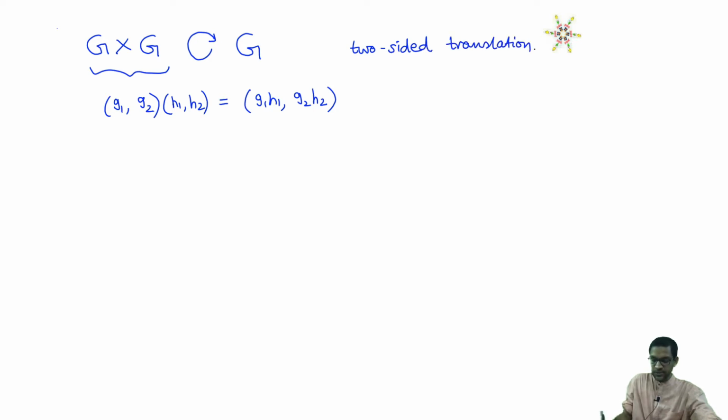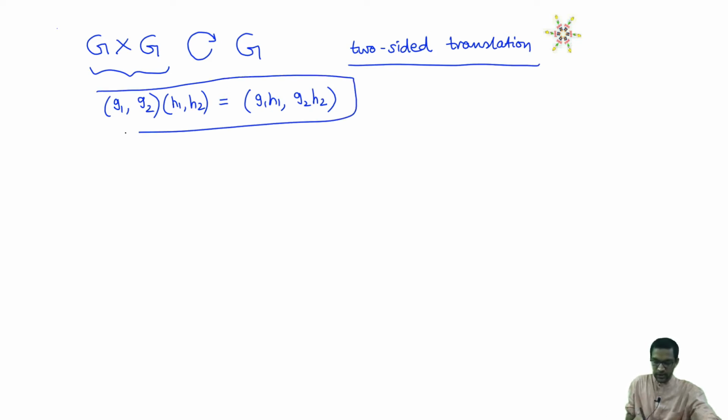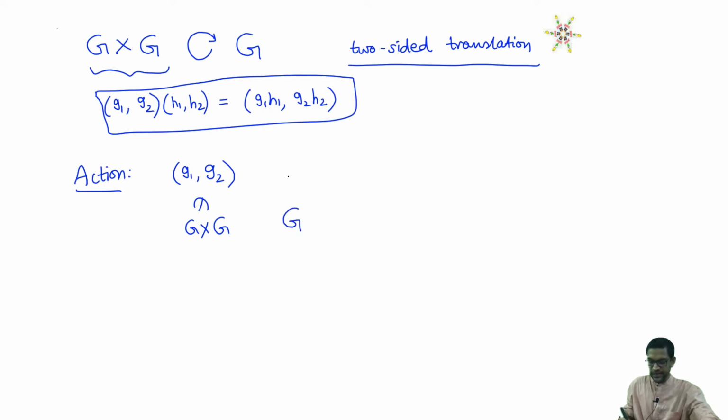So what is this double-sided or two-sided translation? The action is the following. This is just recalling what the multiplication operation on the cross product is. So here's the definition of the action. How do I make G cross G act on G? I take a pair g1 comma g2 in G cross G, and I take a point x in the set. Here the set is G itself.